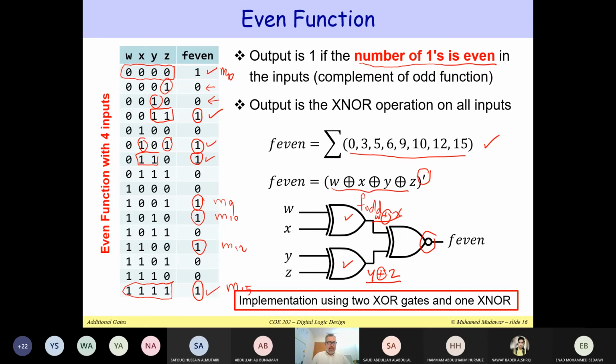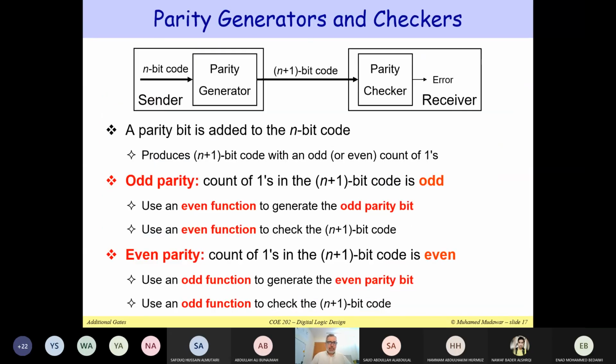So is this clear? As I said, we are going to encounter these XOR gates and exclusive NOR later when I design, let us say, adders. We are going to see them in arithmetic circuits because they are very useful.